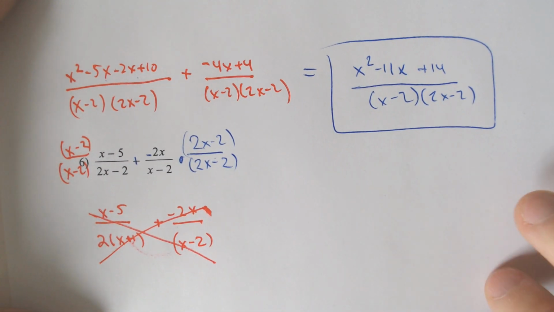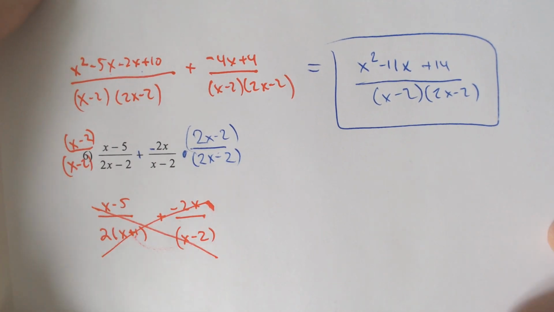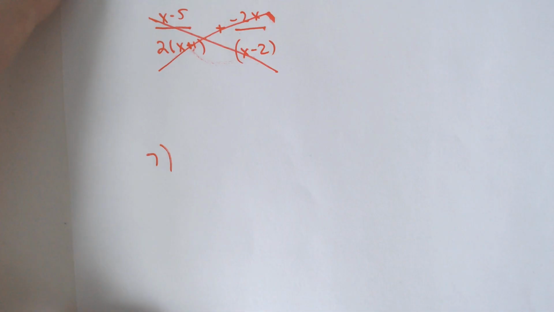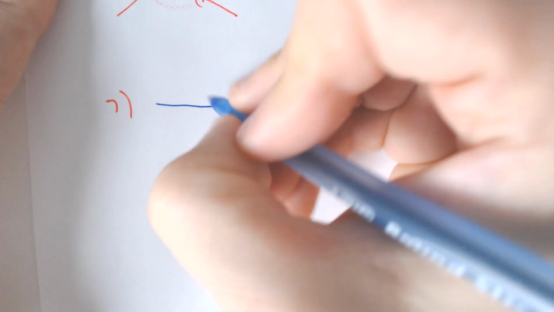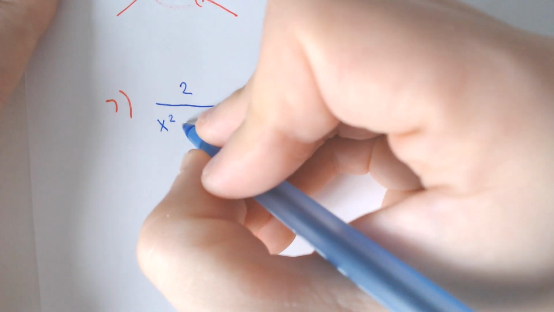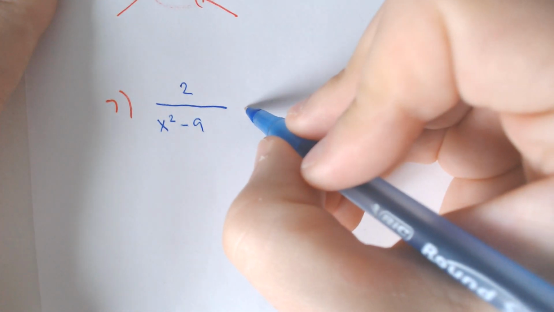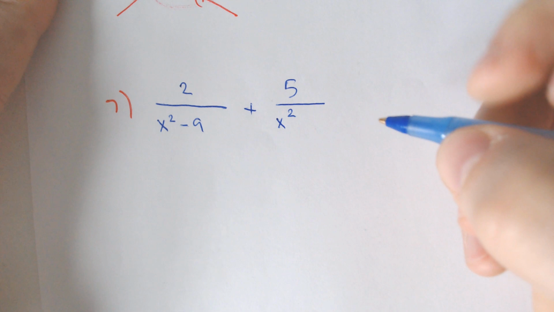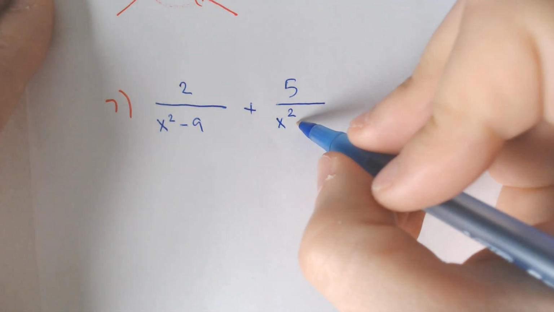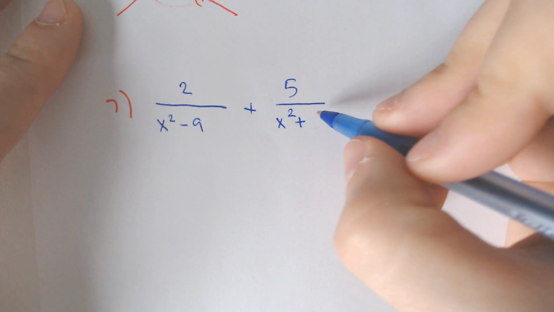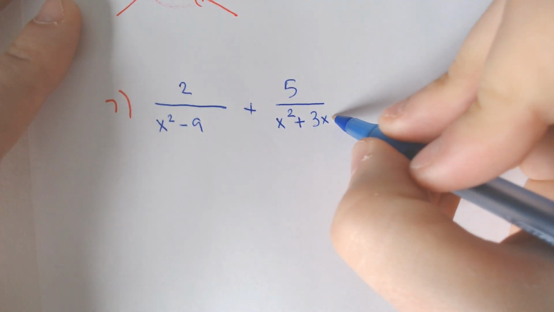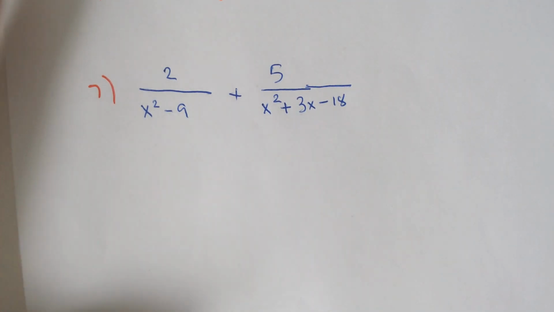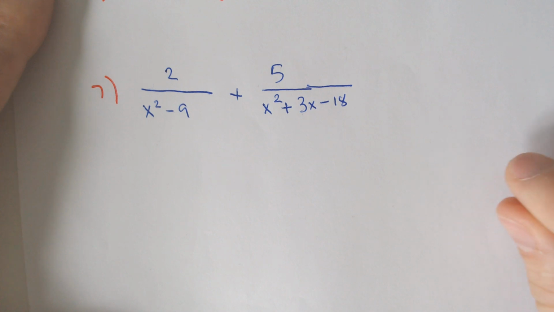Okay? I got one more for you, ladies and gentlemen. This one last one is what I would consider the most typical problem, but it wasn't one that I could find on this worksheet, apparently. So let's say we had 2 over x squared minus 9 plus 5 over x squared plus 3x minus 18. Okay?